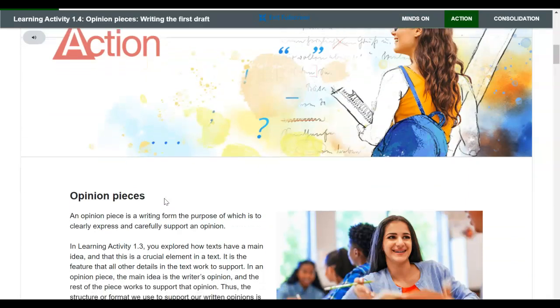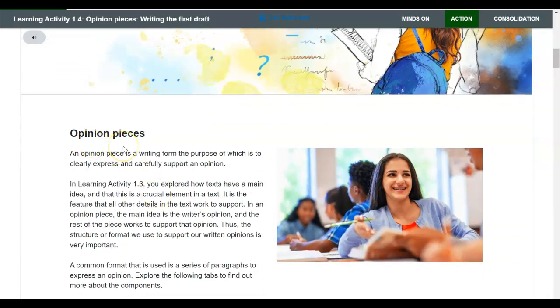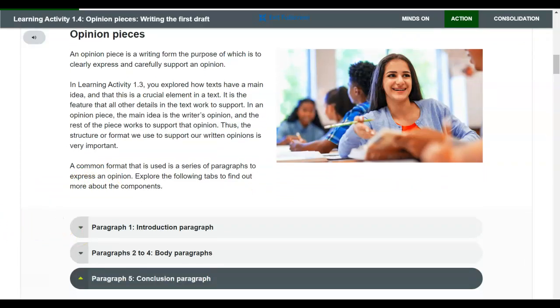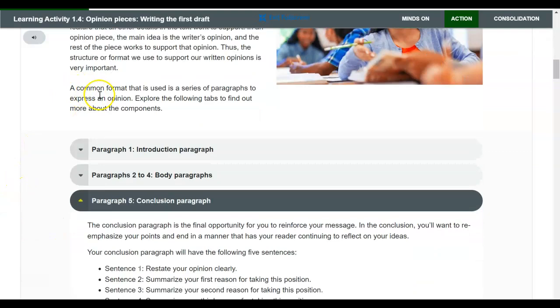Then we're going to move on to action, and here it's going to talk about writing opinion pieces. An opinion piece is a writing form, the purpose of which is to clearly express and carefully support an opinion. So you are going to think about your opinion on a certain topic. And in this topic, we're going to have different paragraphs, more than just one paragraph. Here it says, a common format that is used is a series of paragraphs to express an opinion. Explore the following tabs to find out more about the components.